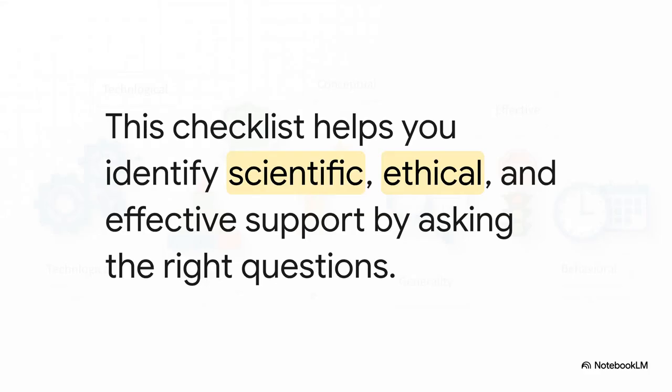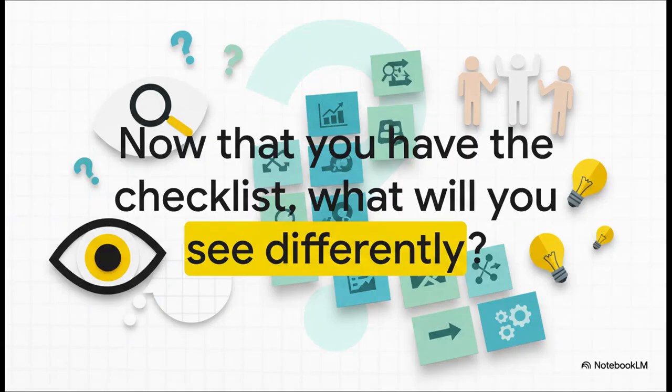This isn't just some academic list of terms. These 7 dimensions are your personal quality checklist. They give you the power, whether you're a parent, a student, or a client, to ask the right questions and spot high-quality, scientific, and ethical support when you see it. So, I'll just leave you with this question to chew on. Now that you've got this 7-point checklist in your back pocket, what are you going to start to notice? What will you see differently the next time you look at a program that promises to change behavior?